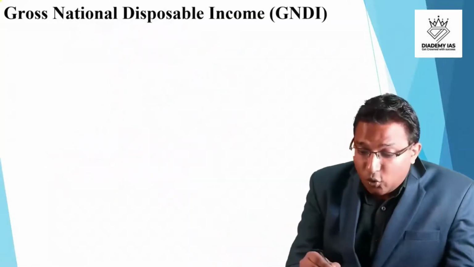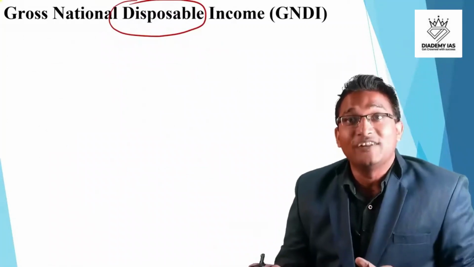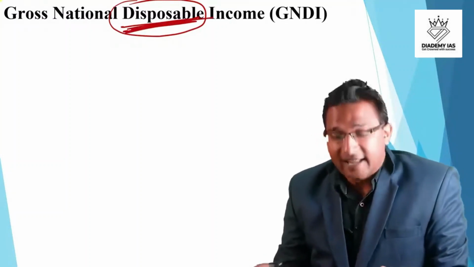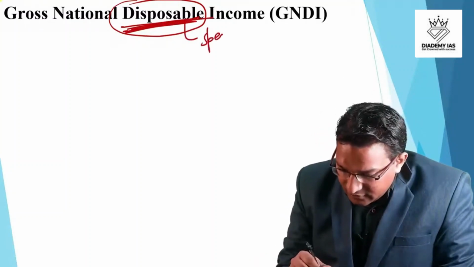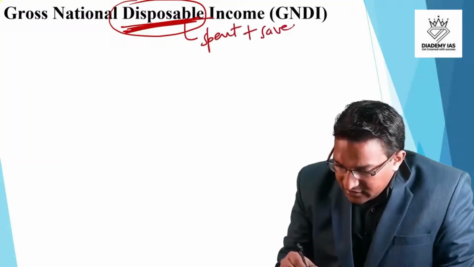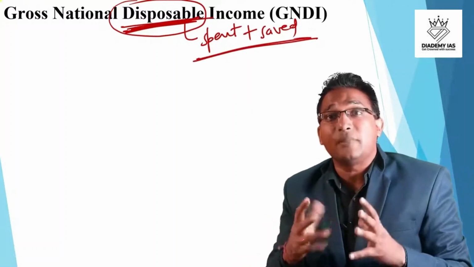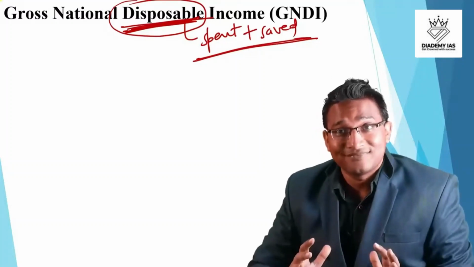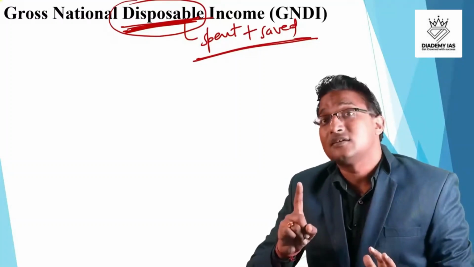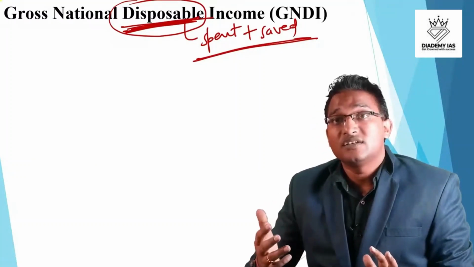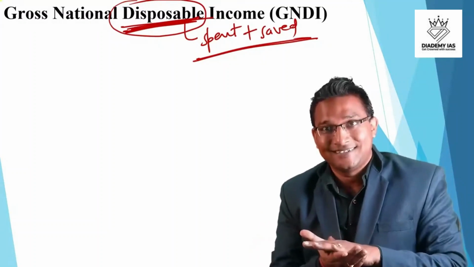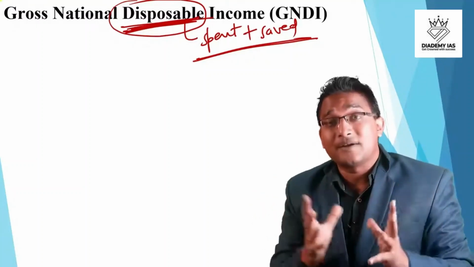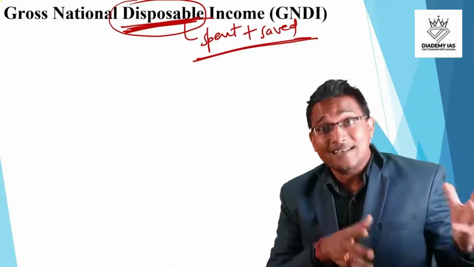What is the meaning of gross national disposable income? Very crucial. What is the meaning of the word disposable? Disposable means the income which can either be spent or saved. That is, this is at the disposal of the person, or at the discretion of the person who is having this income. So this is basically the income which is in the hands of the person. This income can be different from the income the person is earning. It can be less than or more than that.